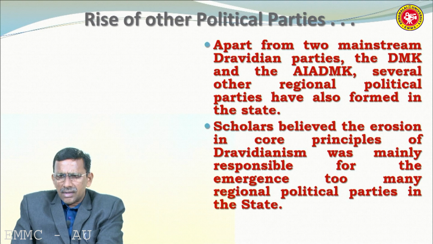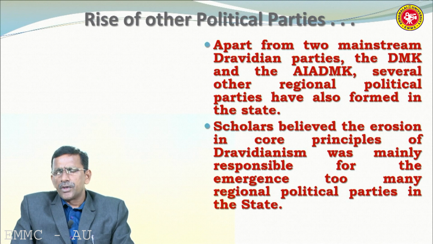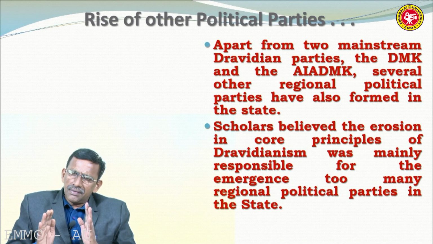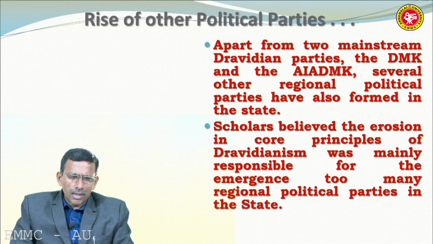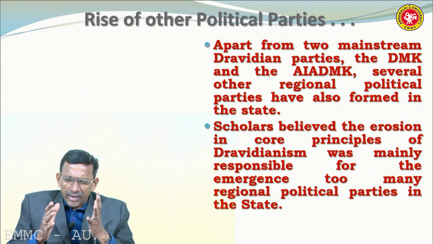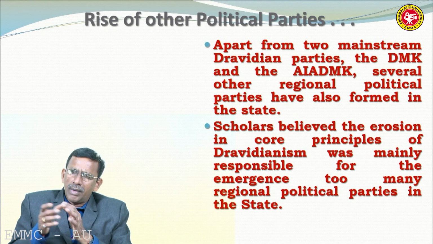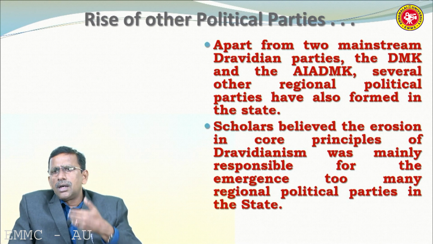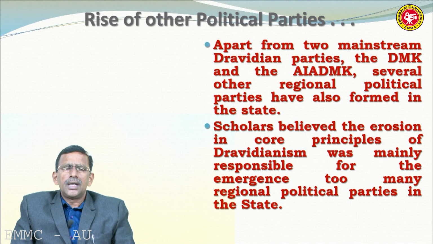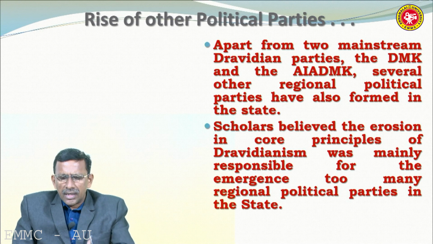And coming to the rise of other political parties, apart from DMK, a number of political parties started and came to limelight in state politics. So before focusing on the emergence of other political parties, scholars believe that the reason for the emergence of too many political parties was mainly the erosion of the core values of Dravidianism. Dravidian scholars, say for example M.S.S. Pandian, MIDS Mr. Radhakrishnan, or even other scholars like Hugo Gorringe or C.J. Fuller, believed that the decline of the values of Dravidianism was mainly responsible for the emergence of too many regional political parties.